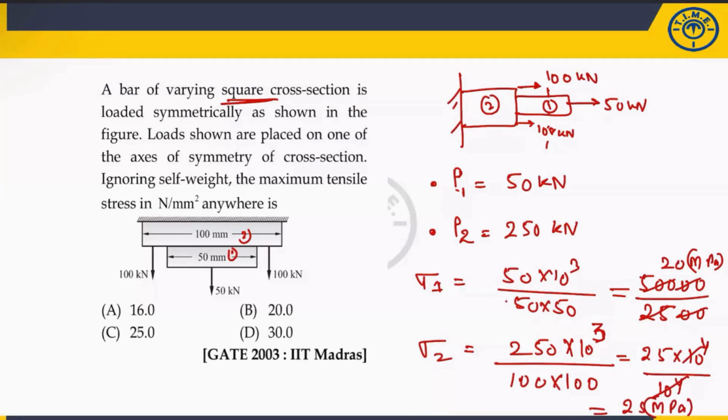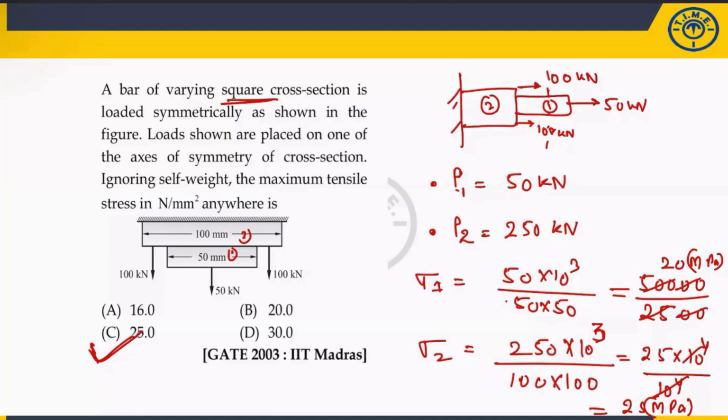But they were asking for the maximum tensile stress. Maximum tensile stress means out of 20 and 25, which one will be maximum? 25. So the correct answer is 25. If you consider only 200, you will get some other value.